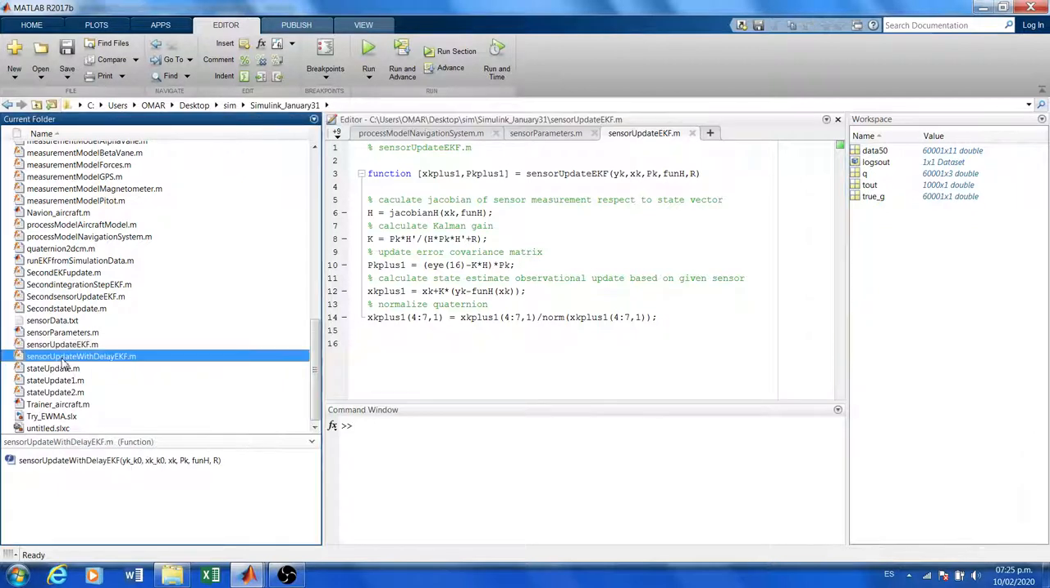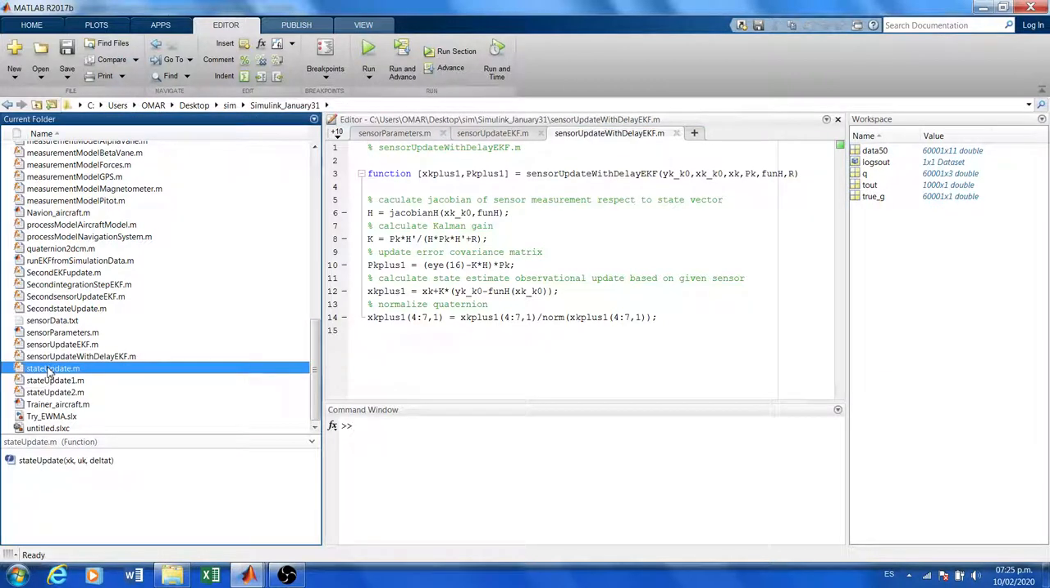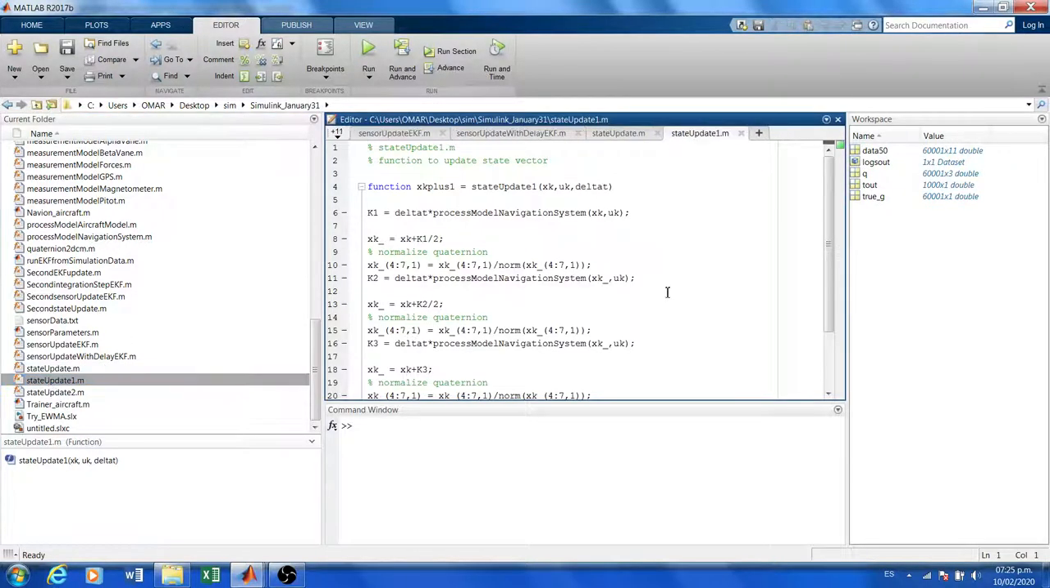Okay, sensor update with delay. The Kalman filter, because here we update the sensor data, but we have to wait until the sensor data comes, not in each time step. It depends on the sample time of each sensor. State update in the Kalman filter process. State update.